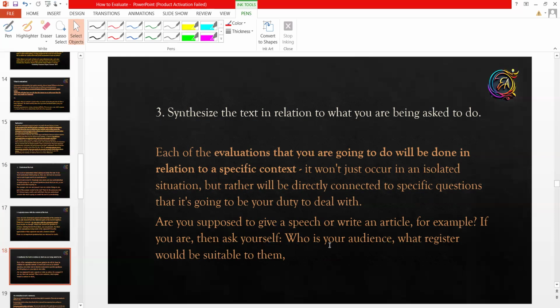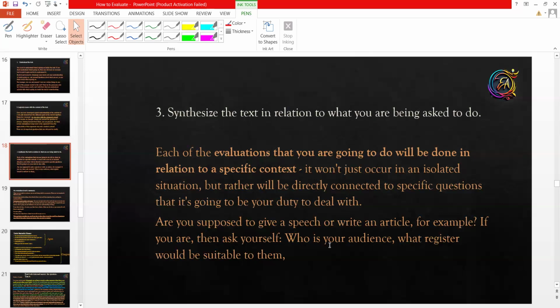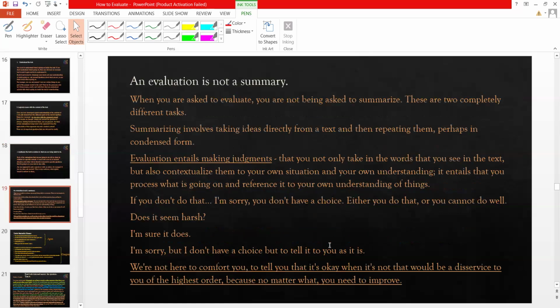Okay, so are you supposed to give a speech or write an article, for example? If you are, then ask yourself who your audience is, that we have been repeating again and again. What register would be suitable to them? And obviously, when you are talking to someone of your own age, you should not be very formal. You can give a funny anecdote also. You can just add a few things just to attract them and just to engage them.